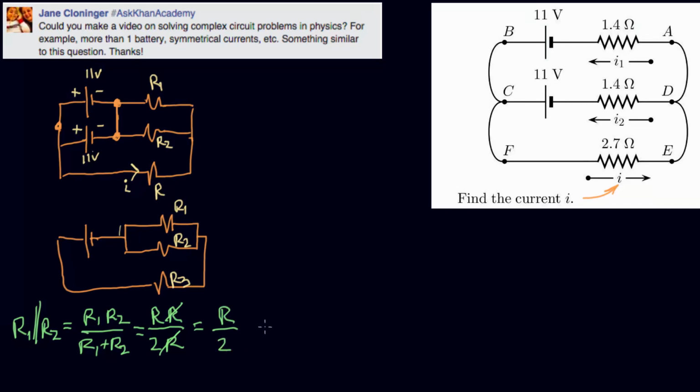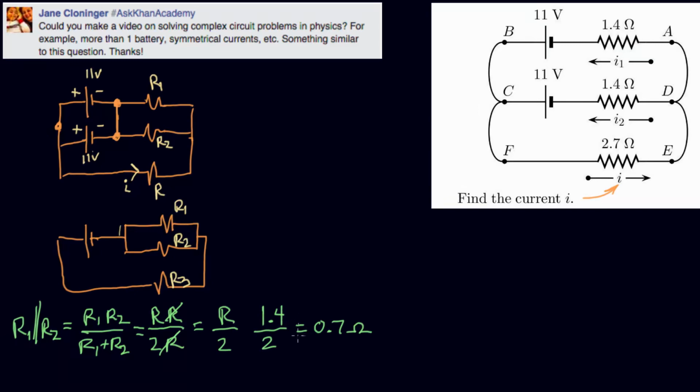And let's plug in the real values. 1.4 ohms over 2 equals 0.7 ohms. That's the equivalent resistance of these two resistors in parallel.